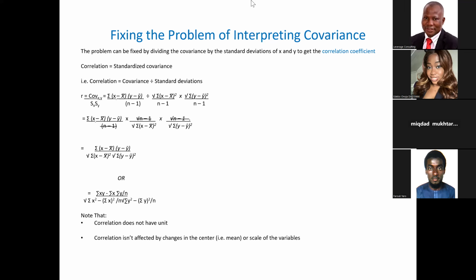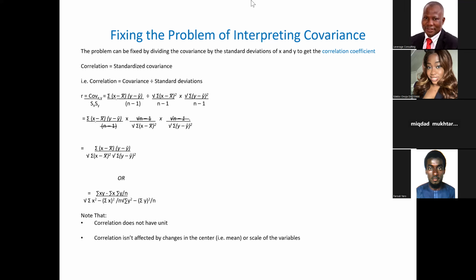So know that correlation does not have unit. The reason, if you look at it now, when you divide two things of the same unit, the unit cancel out. It's dimensionless. It's just like when we did standard normal distribution. We divide the deviation from the mean by the standard deviation. In that situation, the unit of the deviation from the mean, if we are measuring weight, is kilogram. The unit of standard deviation is kilogram. Kilogram by kilogram cancel. That's why the z-score is dimensionless.